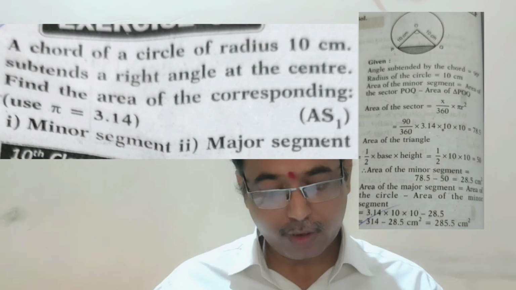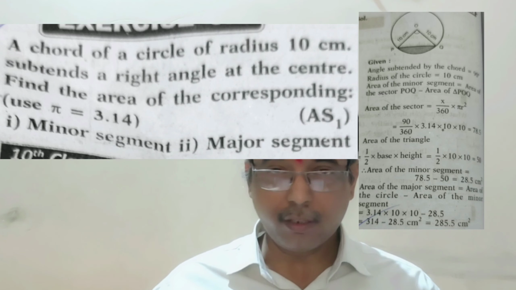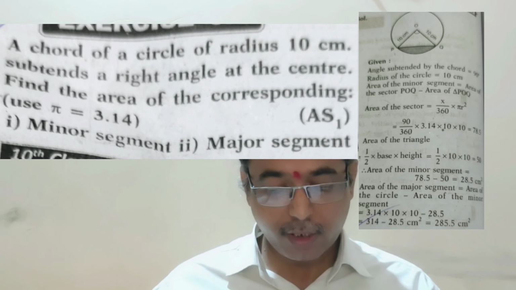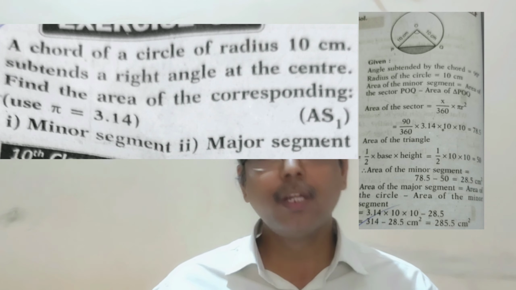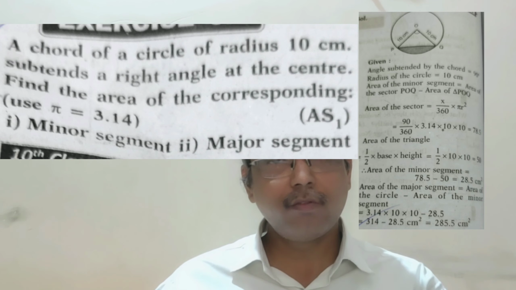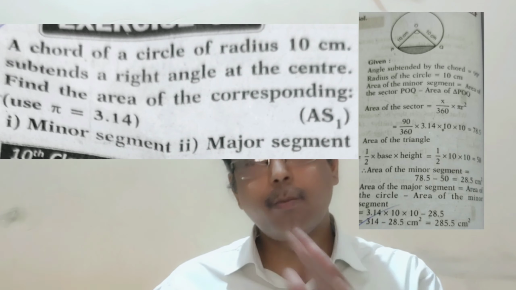And one more important question on the area of the segment. A part of a circle of radius 10 cm subtends a right angle at the center. Find the area of the corresponding minor segment and major segment. Minor segment means if a chord cuts a circle, we get two portions. The small portion is taken as the minor segment and the bigger portion is taken as the major segment. While doing the sum, you can easily understand from the figure.